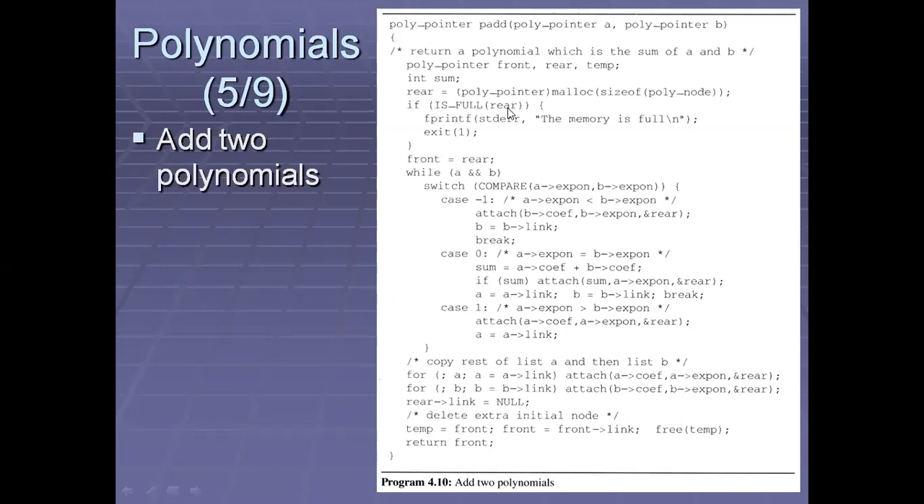So you can see here, poly pointer front, rear. A and B are pointers to two polynomials which should be added. So you can see here, rear is equal to poly pointer malloc. If A is equal to rear, front, while A and B switch. So you can see.